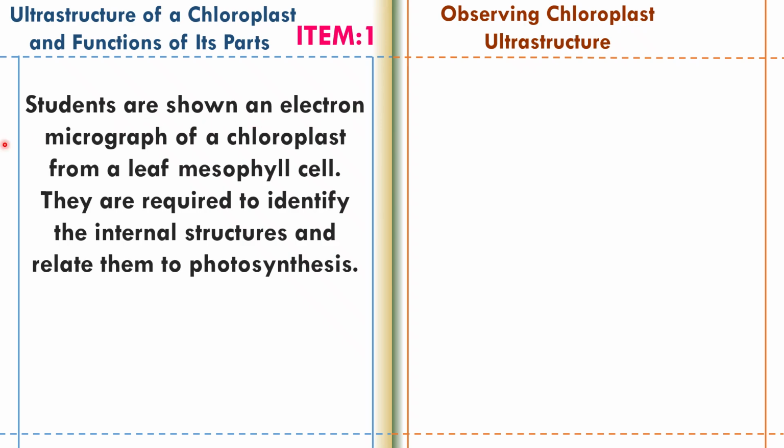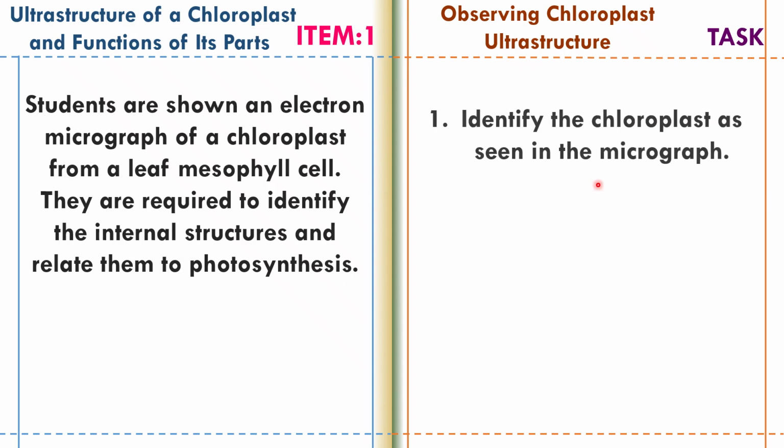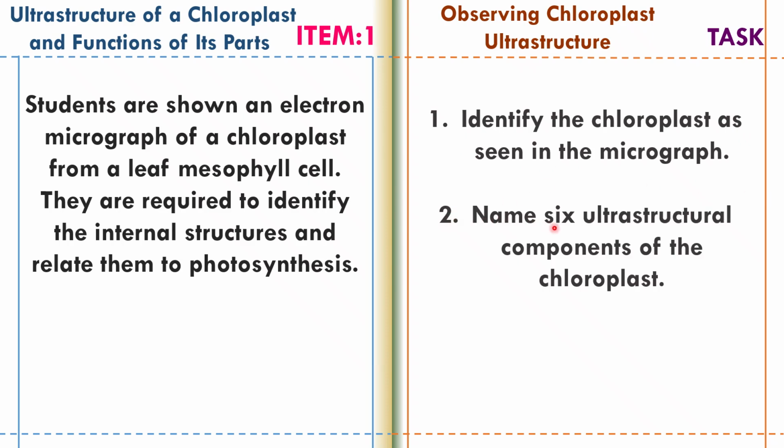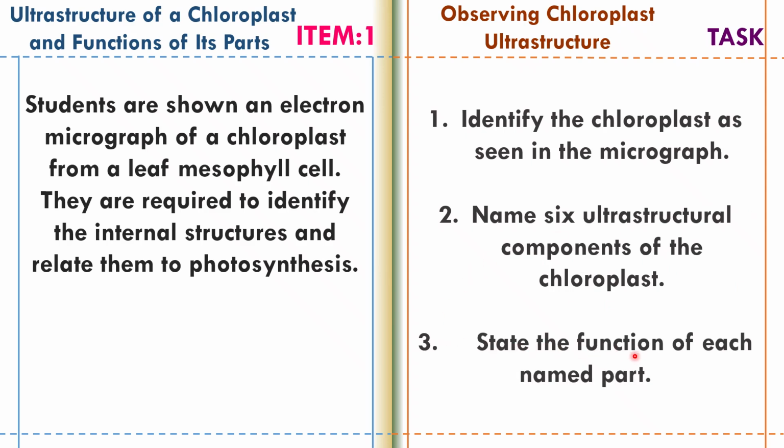Students are shown an electron micrograph of a chloroplast from a leaf mesophyll cell. They are required to identify the internal structures and relate them to photosynthesis. Task: identify the chloroplast as seen in the micrograph. Name 6 ultrastructure components of the chloroplast. State the role or the function of each named part.